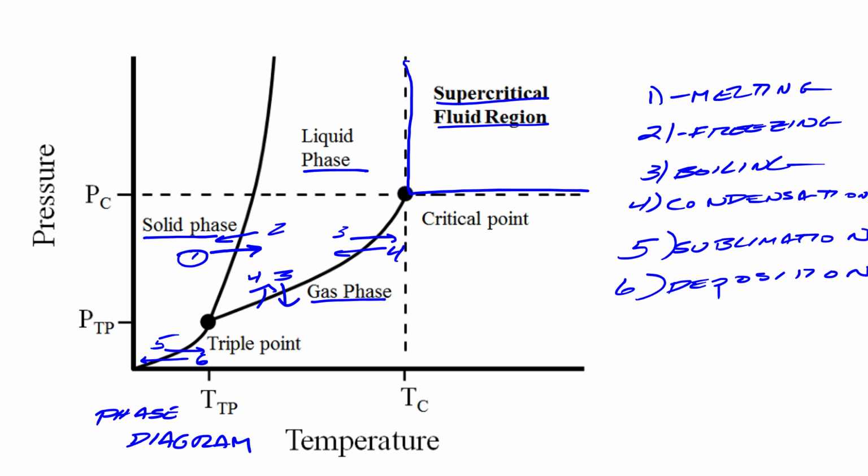Also, you notice we got triple point and critical point. Triple point, TP, not toilet paper, but triple point. All 3 phases coexist. And we're talking about solid, liquid, and gas. All occur at the triple point.